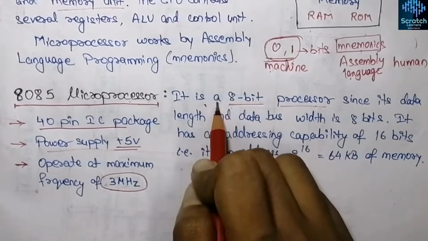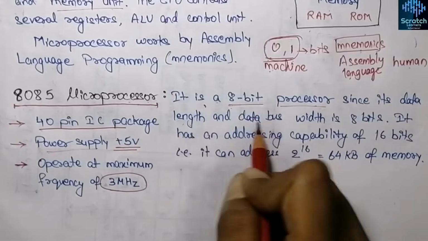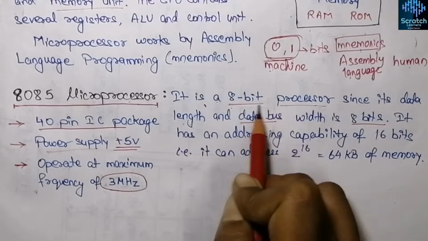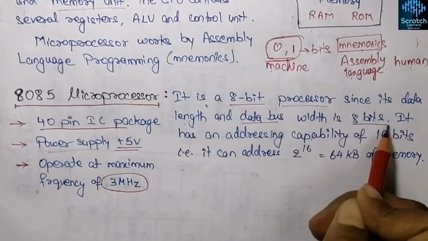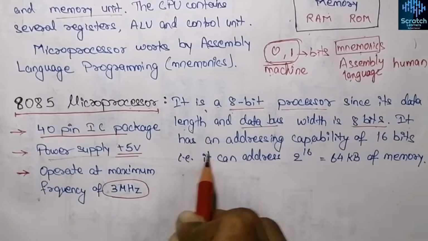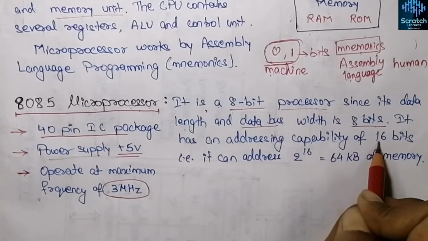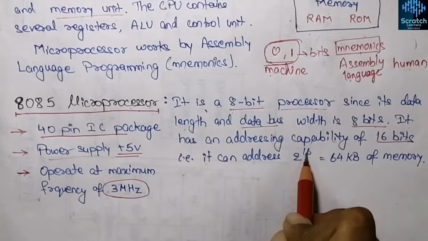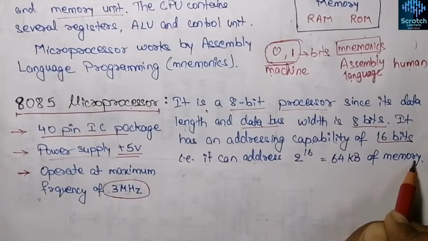Why is it 8-bit? Because its data length and data bus width is 8 bits. So we can transfer data of maximum 8 bits. And it has an addressing capability of 16 bits. So it can address 2 to the power 16, that is 64 KB of memory.